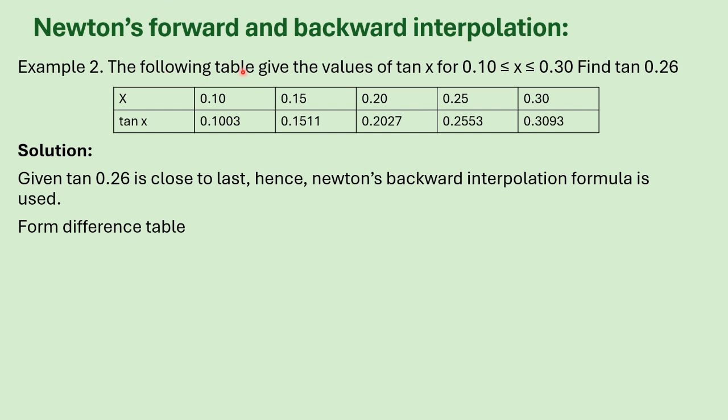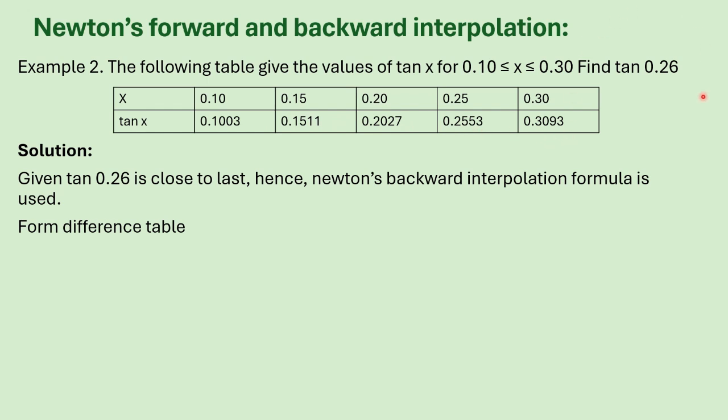The following table gives the value of tan x for 0.10 less than or equal to x less than or equal to 0.30. Find tan 0.26. This is the table given, with the x values and y values. This is x0, x1, x2, x3 and xn, and this is y0, y1, y2, y3 and yn.